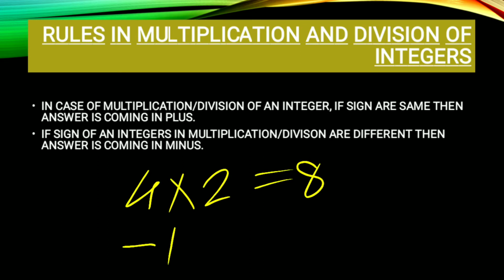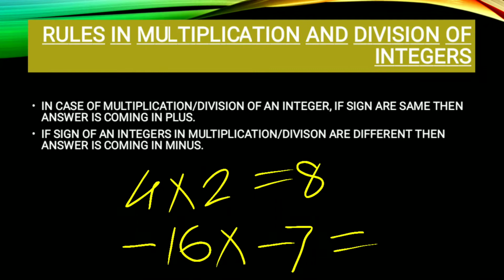Okay, let's take another example, minus 16 multiplied by minus 7. Here also you can observe that both the integers have the same sign. Minus 16 is a negative integer, minus 7 is also a negative integer. So as per our rule, if both the integers have the same sign, the answer comes in plus. So 16 sevens, how much will it come? 16 sevens, the answer is 112, but that answer comes in plus. Why does the answer come in plus? Because both the integers have the same sign.